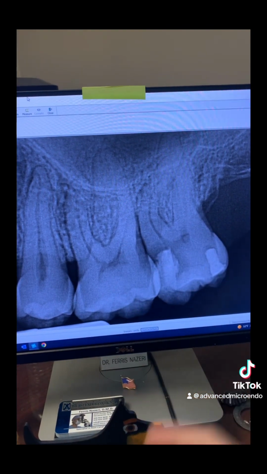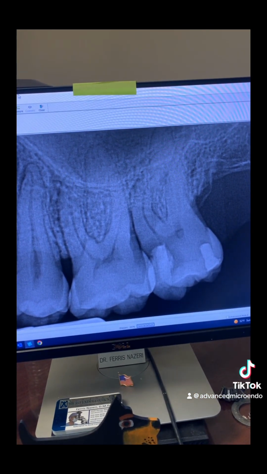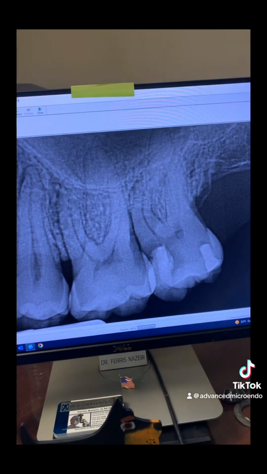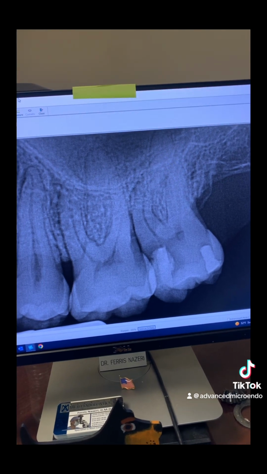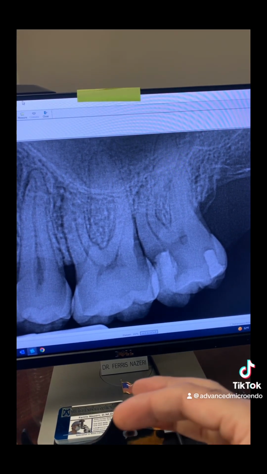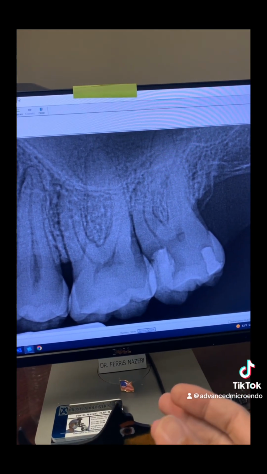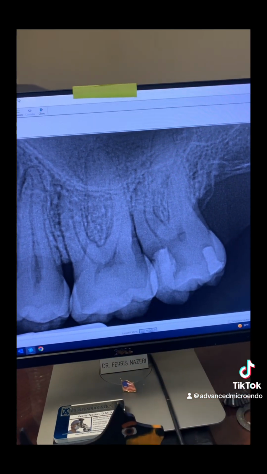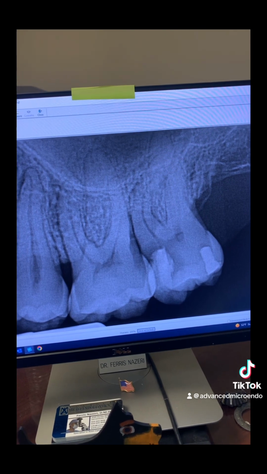Again, it's really important to evaluate a tooth thoroughly and completely, so that way you can talk about your findings with the patient. That way you tell the patient what's going on and what you need to do.